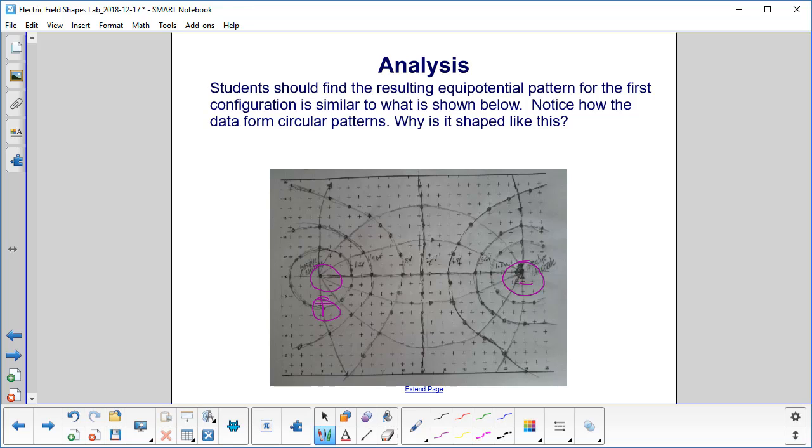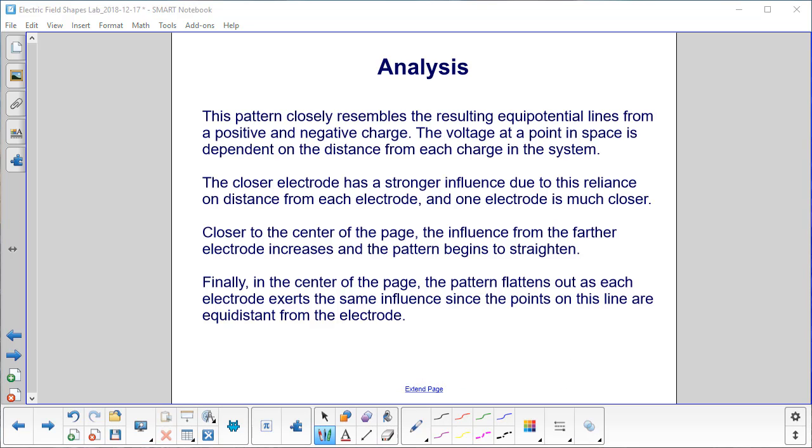Notice how the data forms circular patterns. Why is it shaped like this? This pattern closely resembles the resulting equipotential lines from a positive and negative charge. The voltage at a point in space is dependent on the distance from each charge in the system, and that is a 1/r dependence. The closer electrode has a stronger influence due to this reliance on distance, and one electrode is much closer for all of the points, except of course right in the middle.